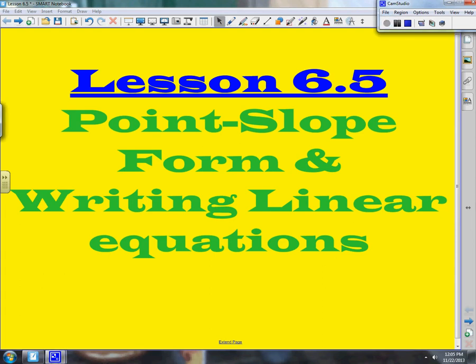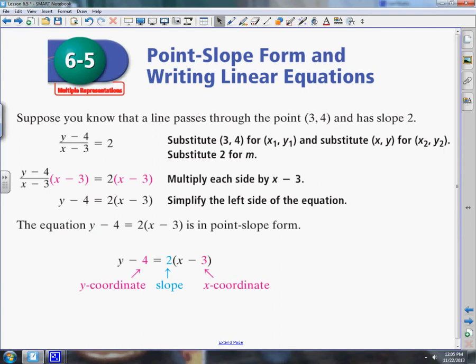Lesson 6.5 is point-slope form and writing linear equations. In the two previous lessons, we talked about the other two ways of writing a linear equation. You could write it as y equals mx plus b, or you could write it in standard form, ax plus by. So now this is point-slope form.